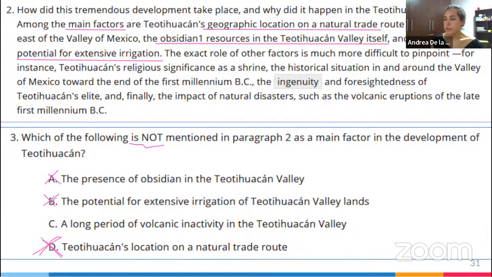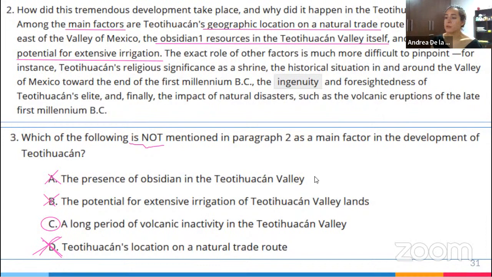Perfect. So we have eliminated options A, B, and D, and therefore the only one that can be correct is option C. And we are sure without even reading, because those are the main factors: geographic location, resources, and irrigation. We already have the three. If you have still not eliminated all of the answers, you need to continue reading. But if you have already eliminated three of them, then it's okay.